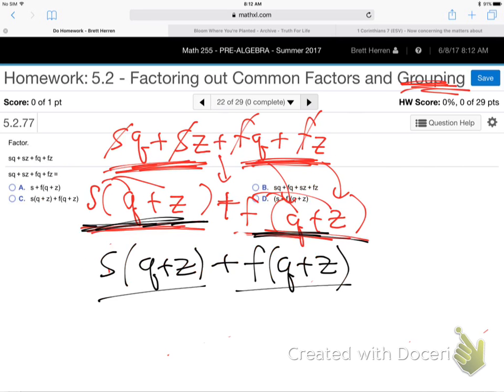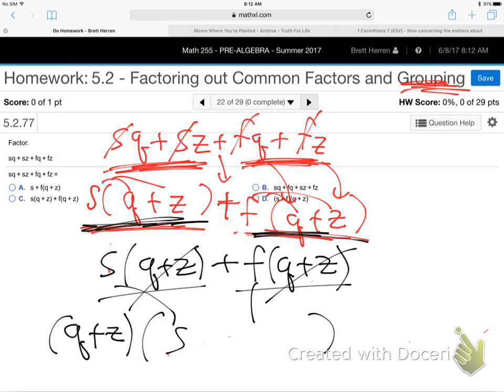We're going to go, oh, look at this. There's the 2 terms. What do they both have in common? Big old parenthesis Q plus Z. Remove it. Start a new set of parentheses. Bring down the leftovers. S plus F. Done. All the pluses contained. We are done. Makes sense on that? It's just putting together the 2 problems into one.